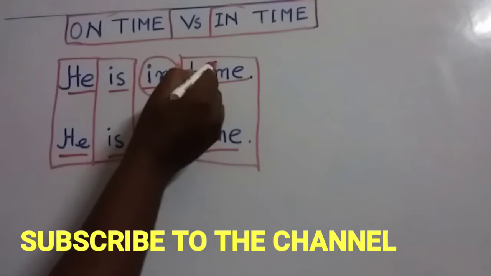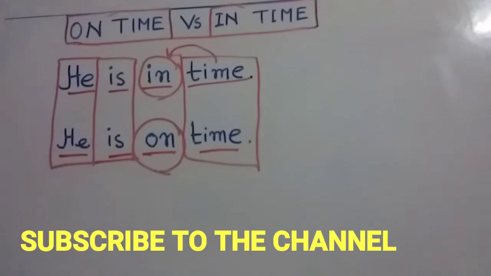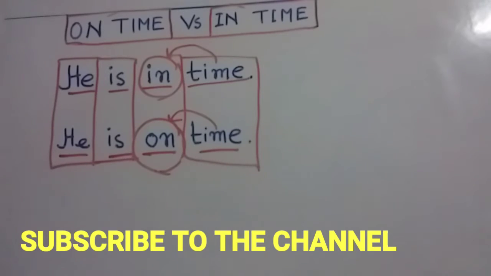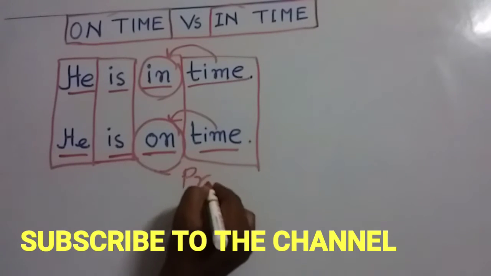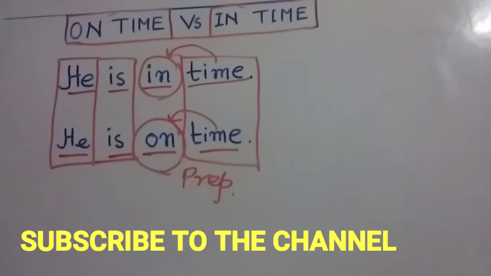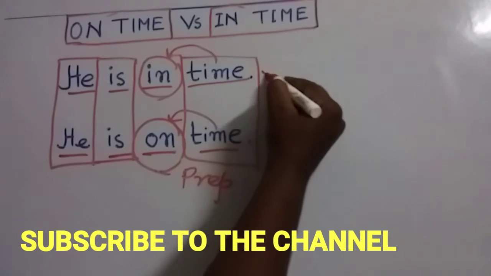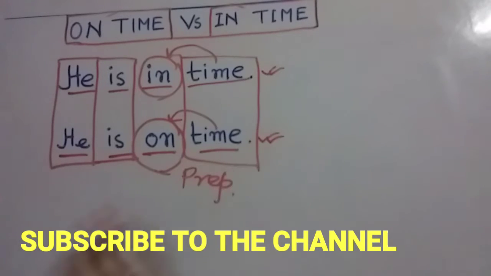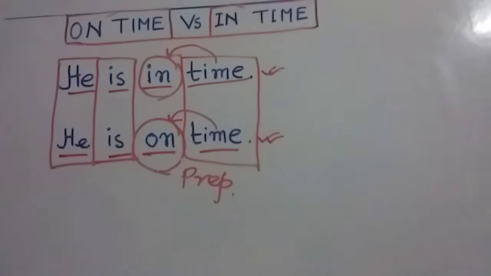As it is used before the noun, and we know these are prepositions. So the question is that this sentence is correct or this one is correct. My dear friends, today on this podcast we are going to discuss about this thing only.